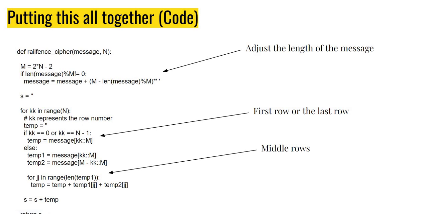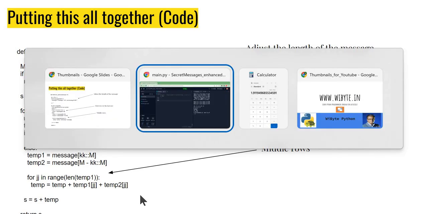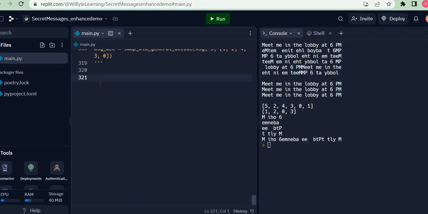Let's see all this working in the code, because that's when it comes alive. So I'll take you back to your code. Now here I'm going to define def rail fence cipher. I take inputs as message and n, which is the number of rails. First thing, I define m as 2 times n minus 2, because m is the basic unit that I have.